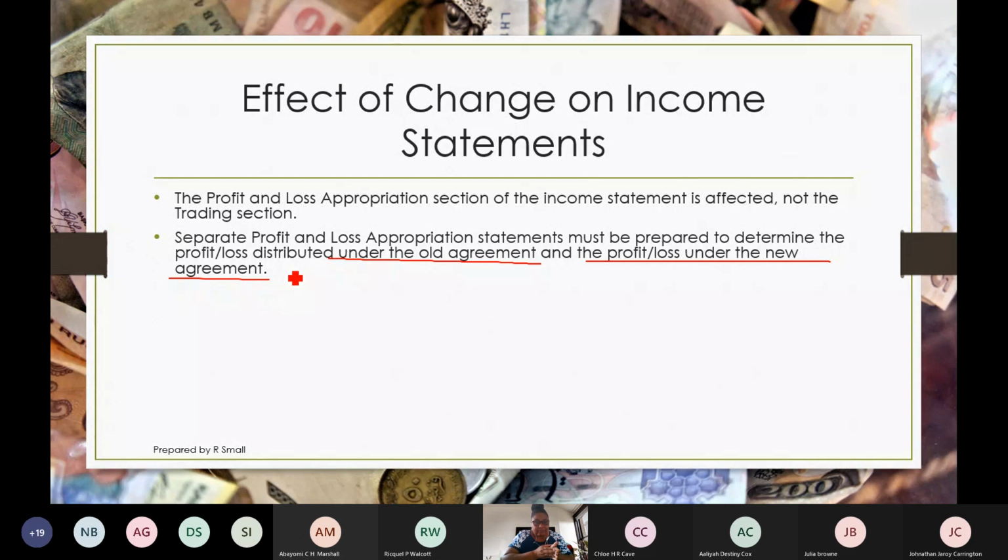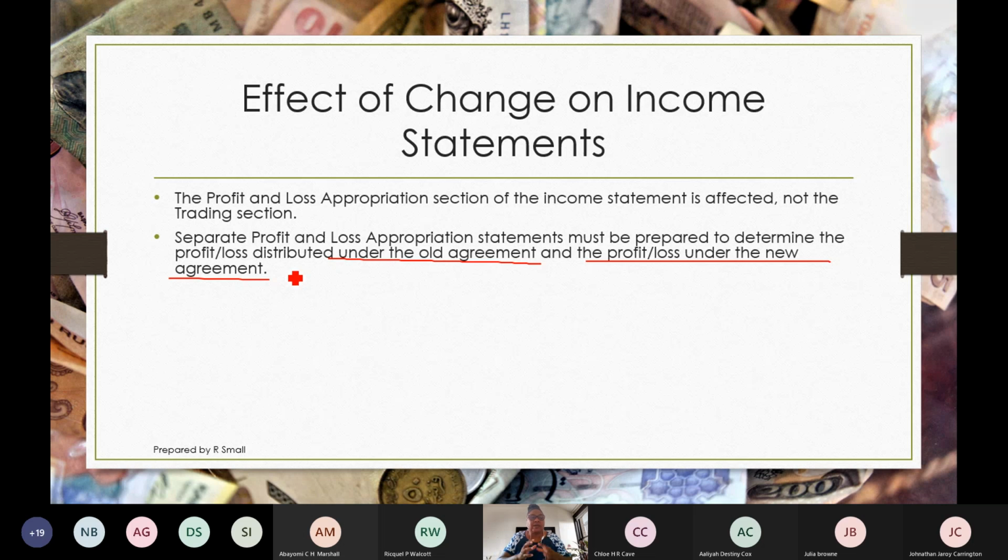when Chloe was there. You have to prepare financial statements for the first 3 months of the financial year when Chloe was there, to show the profit when Chloe was there. That is considered the old agreement. And then the next 9 months when Chloe is no longer there, that is considered the new agreement. And you have to show the profit under the new agreement as well.